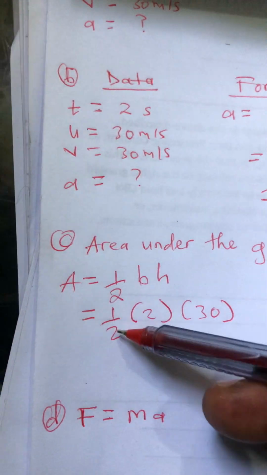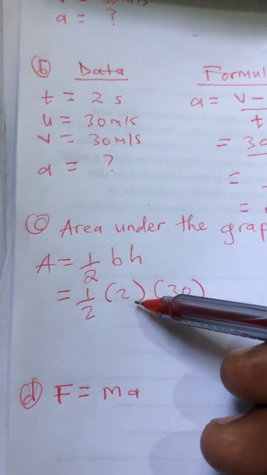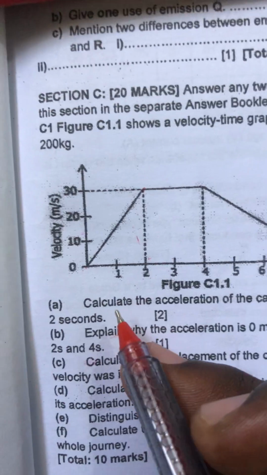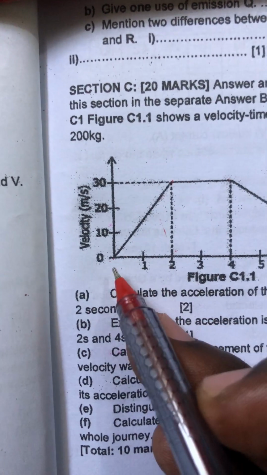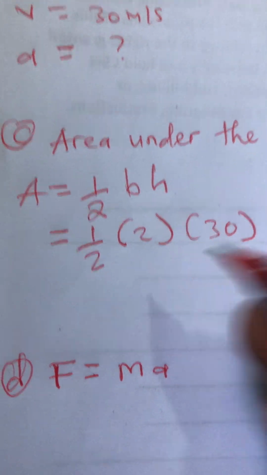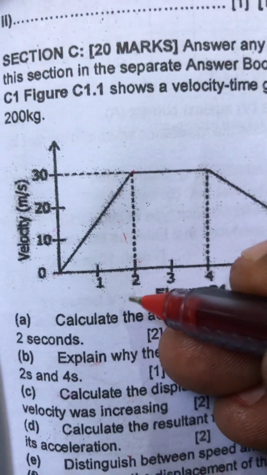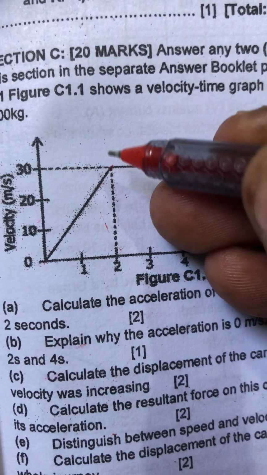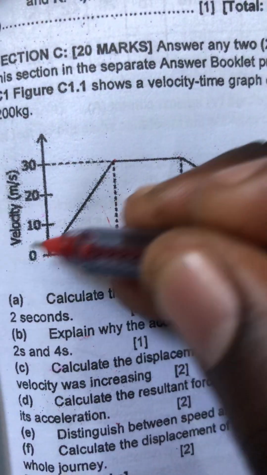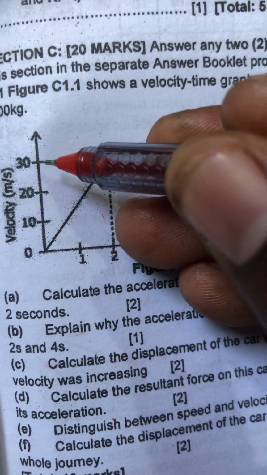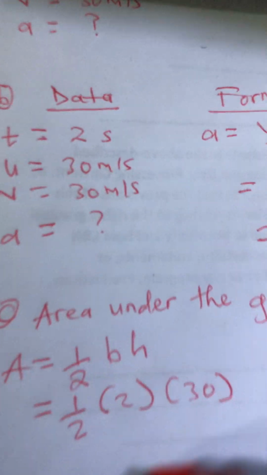Okay, so we have half here. Do we have the base? Yes, the base is here. It is from 0 to 2. So this is the base. So the base is 0, 1, 2. So the base is 2. Do you have the height? Yes, the height is here, up to the final velocity. This is the height. So it's from 0 here up to 30 meters per second. Okay, so that is the height.